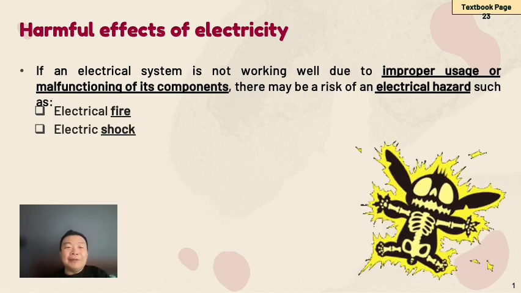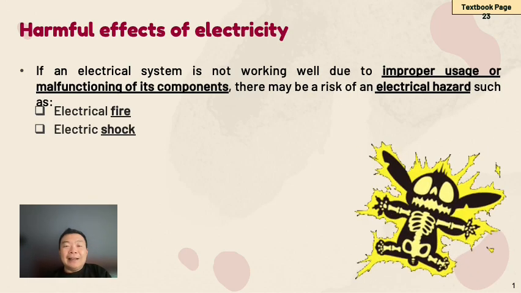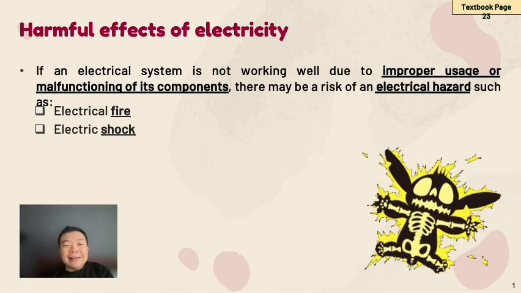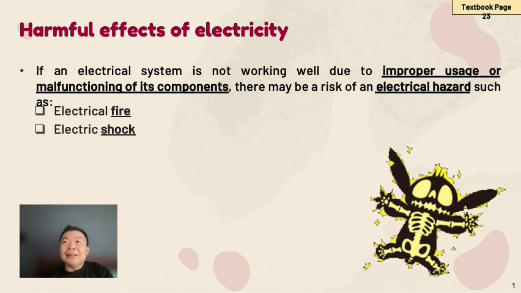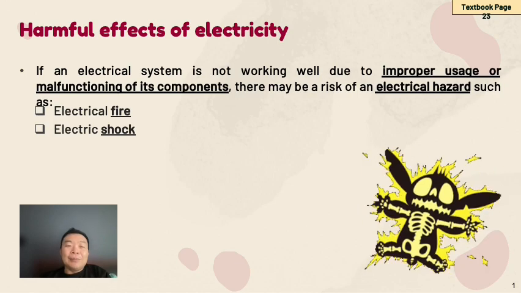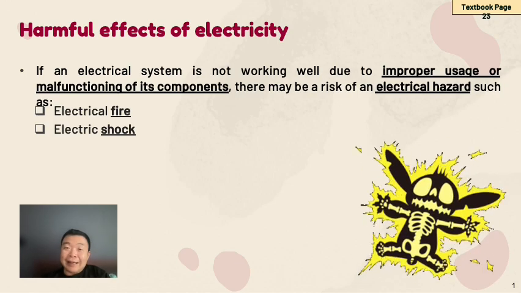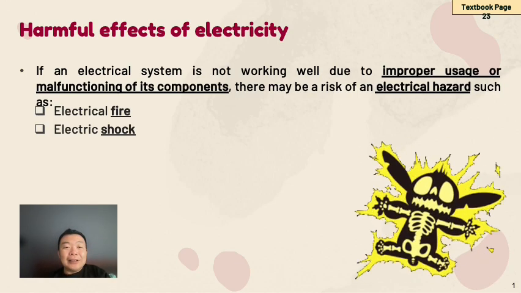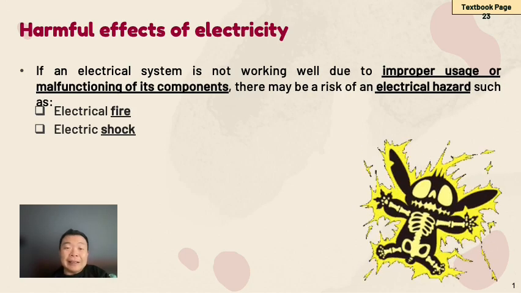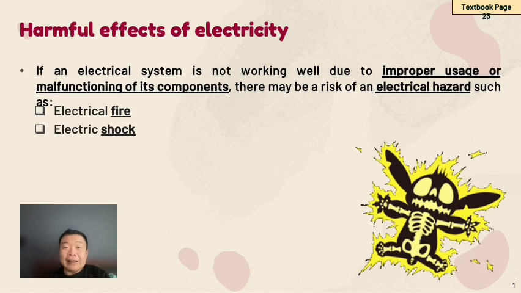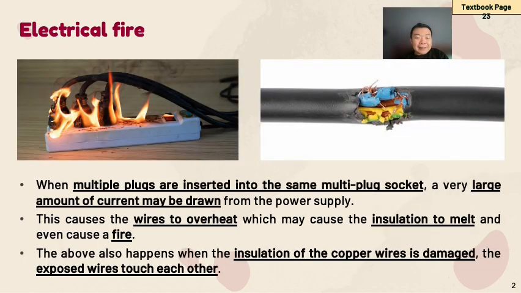Let's talk about the harmful effects of electricity. There is always the risk of electrical hazard when we use electricity improperly or because of wear and tear of the components. Examples of electrical hazards are electrical fire and electrical shock. Both are nasty things to happen. So what is electrical fire? It's a fire that is created because there is a lot of current flow. So we call it electrical fire.